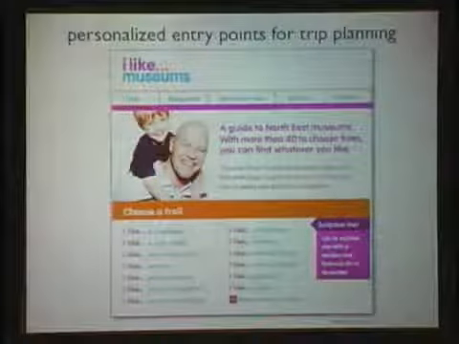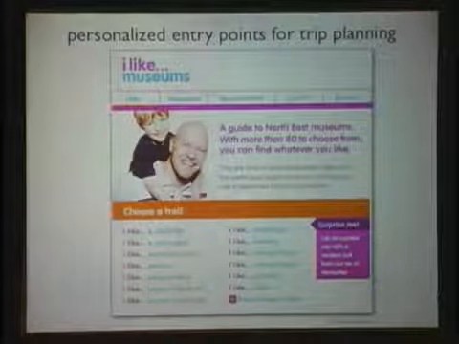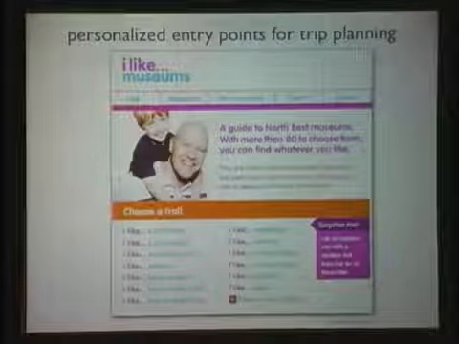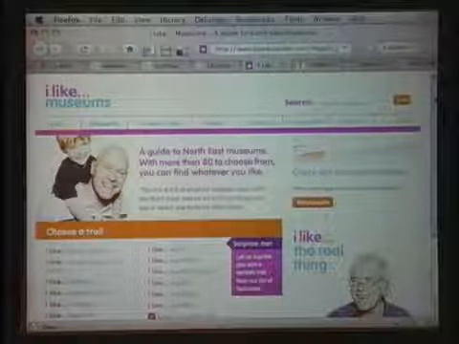The second thing with regard to trip planning is looking at how you can personalize the entry points to make it valuable to people. This is a website I love. It's called I Like My Museums. I'm going to give you a little tour of it. It's from the northeast of England, where there are 80 different museums, and they came together to make this sort of marketing site, and you can choose these trails to get in.